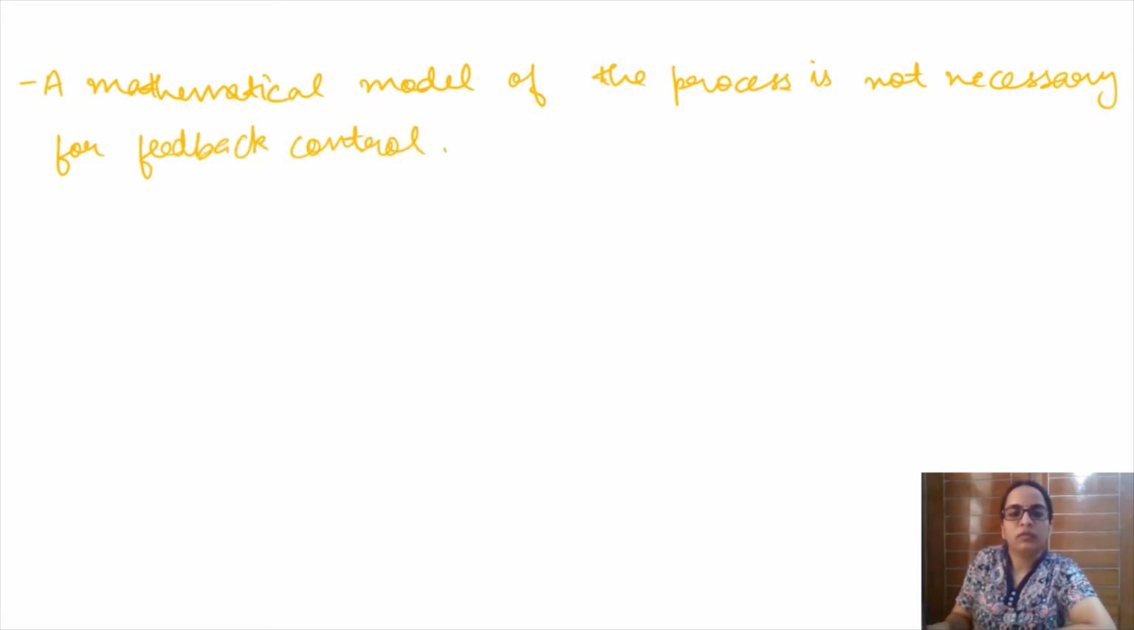But we know that if we have a mathematical model, it will be easier for the controller to see or change according to that. If it is a non-linear system, we can change according to the equation that we already have, right?